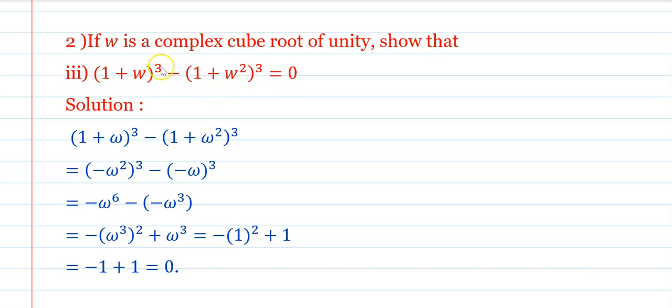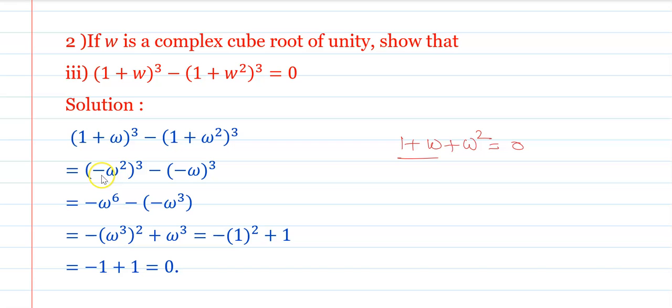(1 + ω)³ − (1 + ω²)³, and that's equal to 0. Then how to show this? Again, 1 + ω + ω² equals 0. मग यामध्ये काय घेणार? 1 + ω means what? Minus ω². And 1 + ω² means what? Minus ω. Okay. Therefore, (1 + ω) is (−ω²) raised to 3, minus (1 + ω²) is (−ω) raised to 3.